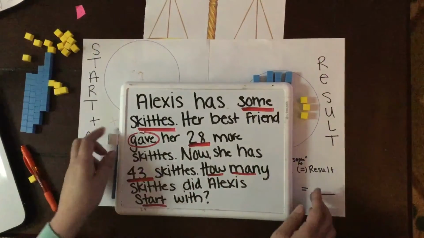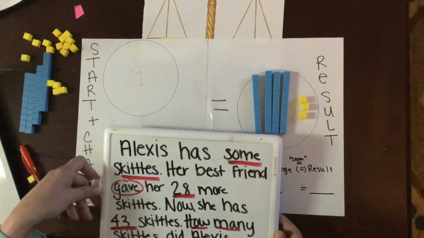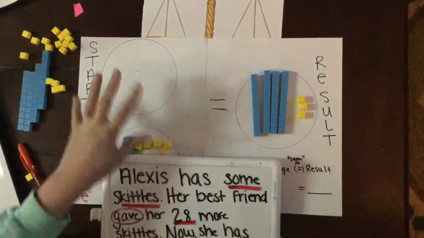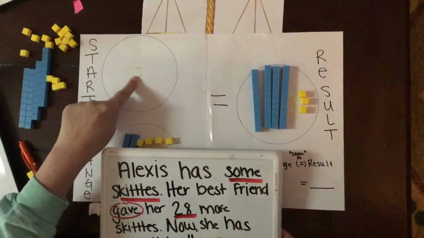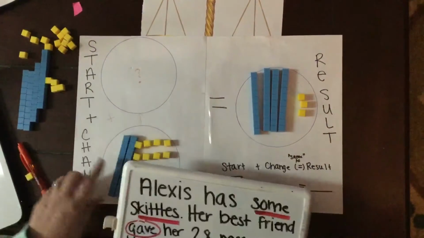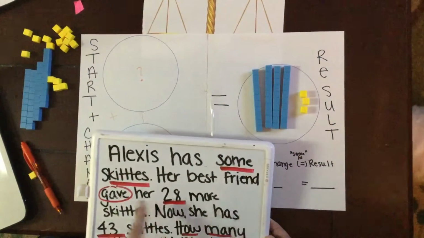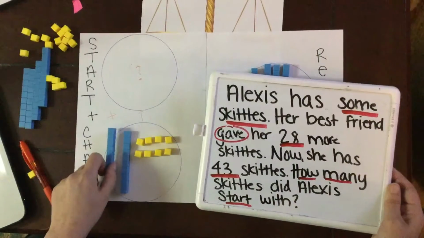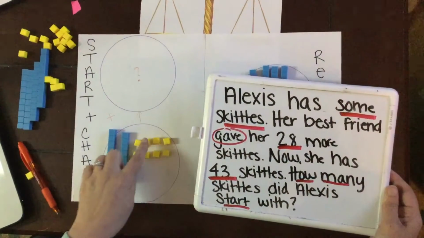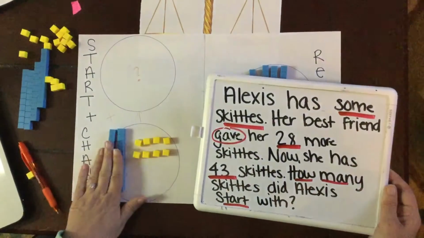In this problem, we have our start amount, which is some Skittles. And this can be represented on our set model as the start bubble, which we don't know how many Skittles she started with. Then there is a change, which is her best friend giving her 28 more Skittles. This can be represented with our set model and base 10 blocks with 28. 8 units, 1, 2, 3, 4, 5, 6, 7, 8, 2 longs, which equals 28.